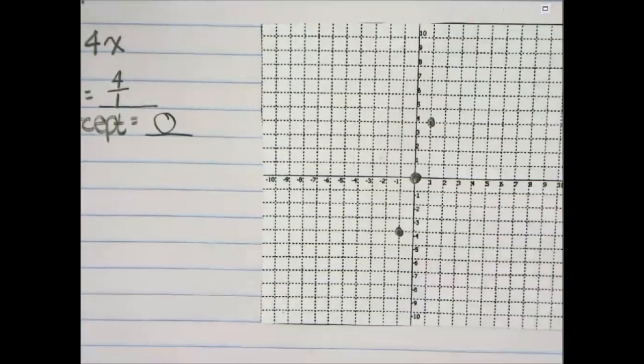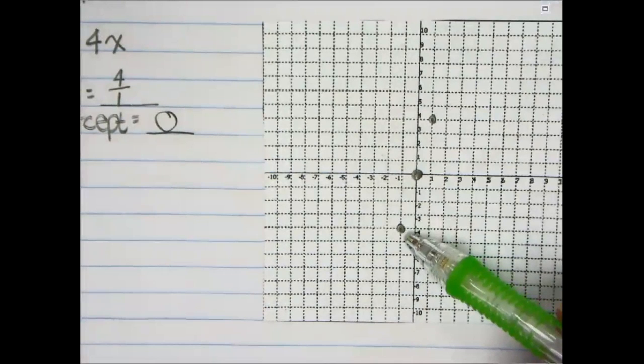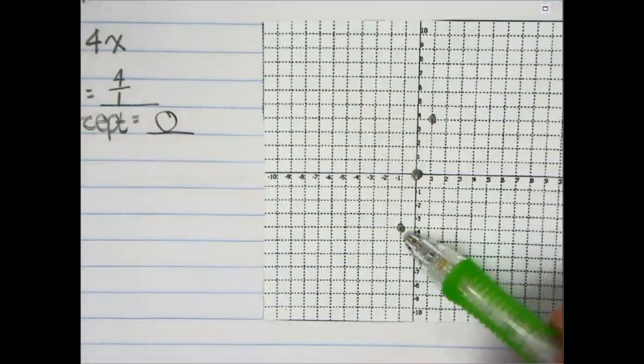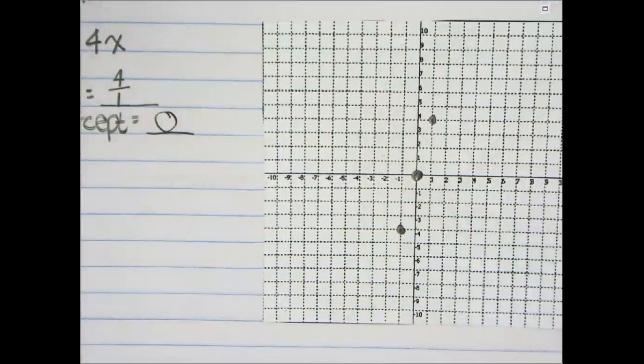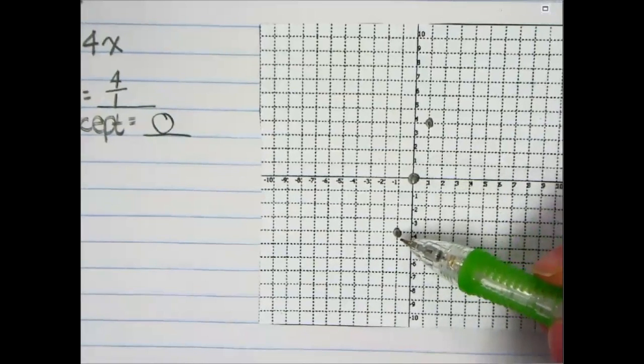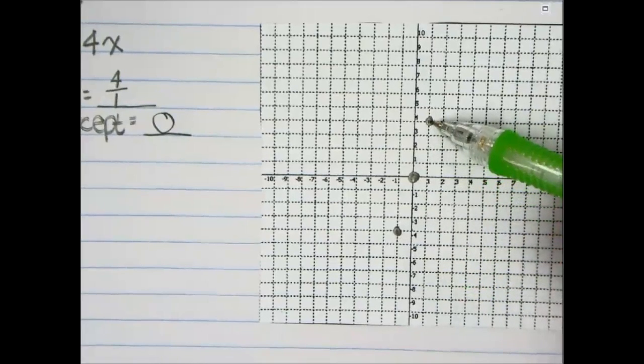Yes. Why? I went negatives. I had a negative change. Why can I still do that? Why is that okay? It's equivalent, but why? Because it's still a change in y over a change in x, and they're both negative. And what do we know about two negatives? They make a positive. So they are equivalent in the fact that 4 over 1 is the same as negative 4 over negative 1. So was I okay to do that? Yes. Absolutely. So now I have this point.